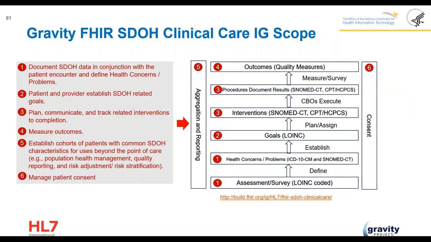The various activities that were part of the implementation guide tie back into the terminology work that's being done. Assessments and surveys are LOINC-coded. Health concerns or problems are ICD-10-CM or SNOMED CT coded. Goals are both LOINC, it's an older slide, and SNOMED CT. Interventions and procedures which document what's been done are SNOMED CT, CPT, and HCPCS.